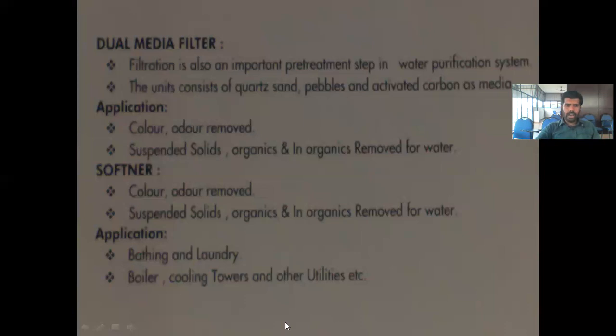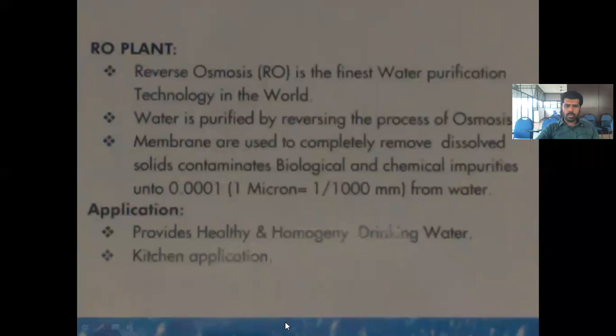Then we have the RO plant. Have you heard about the RO plant? Reverse osmosis. Okay, reverse osmosis plant. This reverse osmosis is the finest water purification technology in the world. Not only that, we also have UV filters, ultraviolet filtration systems, which are available in the market recently. So reverse osmosis is the finest water purification technology in the world.